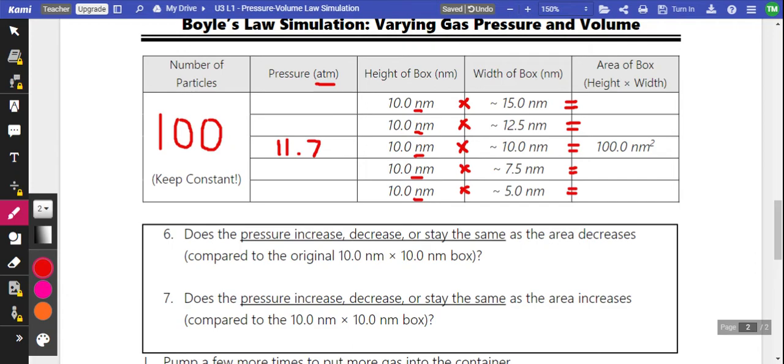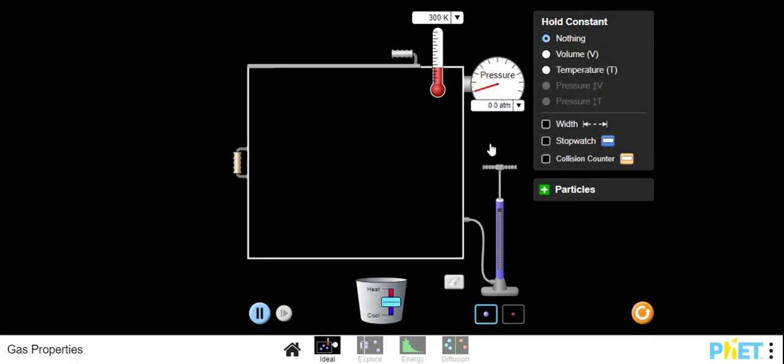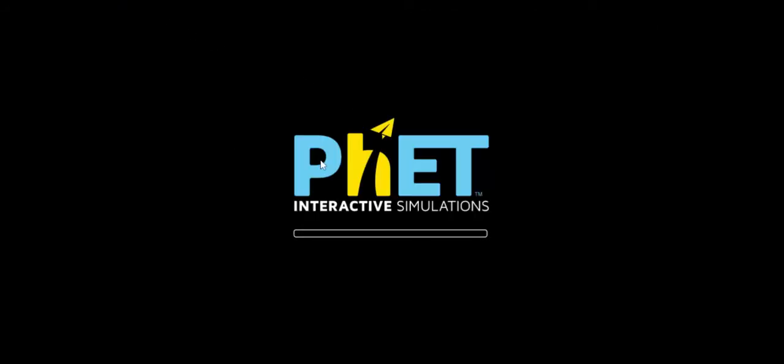So let's go back to the simulation. Yes, I do have 100 particles. Oh, that's odd. My particles have started to kind of vanish. So I'm going to reset this real fast. I don't know why they're flickering like that. Let's reset the page.